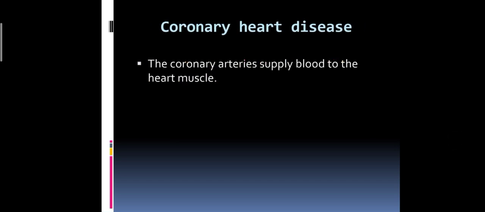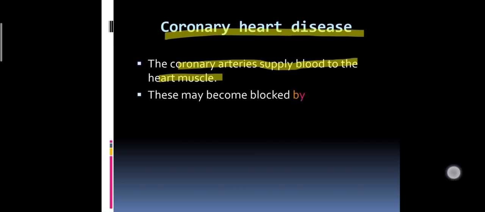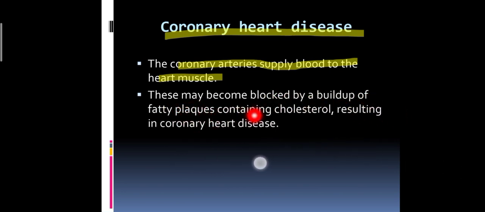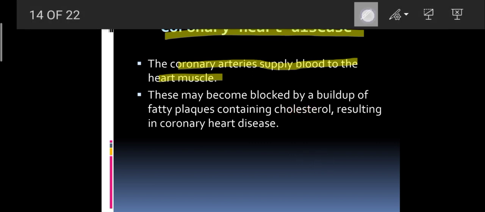What are coronary heart diseases? The coronary arteries supply blood to the heart muscles, and these may become blocked by a build-up of fatty plaque containing cholesterol. So it results in coronary heart disease. Coronary heart disease is caused when coronary arteries are blocked by a build-up of fatty plaque.